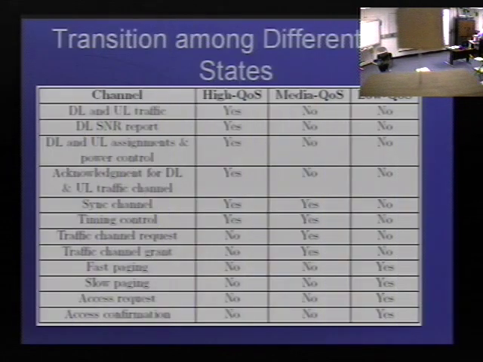So here is how the channel or resource assignment works. High QoS, you have the traffic channel, all things, very privileged. You have everything assigned. The medium only has certain channels, and the low QoS only has the paging channel on.